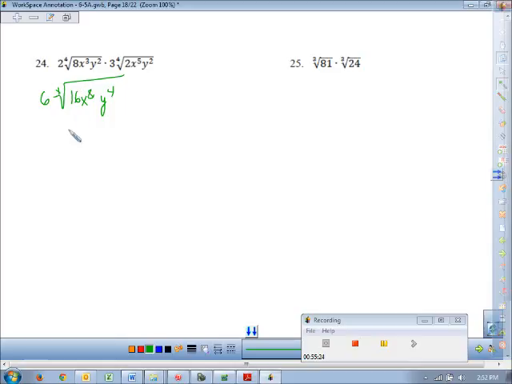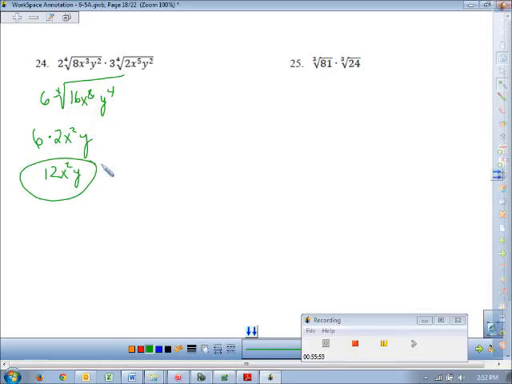Lucky us. 6 times, just be careful with that 16. He's Mr. Optical Illusion, him and 64, right? There are all these different kinds of perfects. What's the fourth root of 16? 2. x squared y. And then you multiply them together and get 12 x squared y.